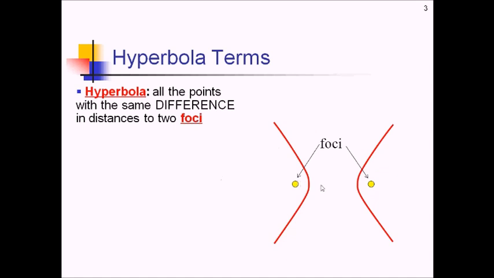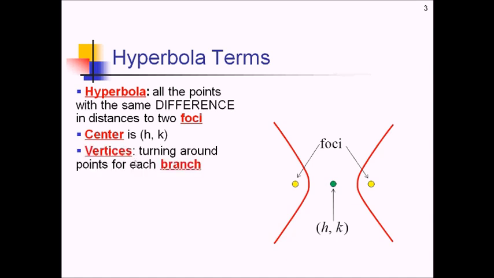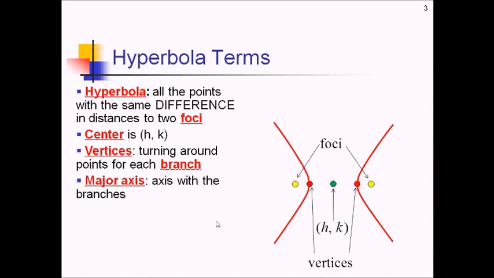There's still a center that this thing is focused on here. We'll call that h comma k. And just like the ellipse, we have vertices, but these are now the turning around points for each branch. So here and here on this particular hyperbola. And the major axis is the axis with the branches. So in this case, this would be major axis x.